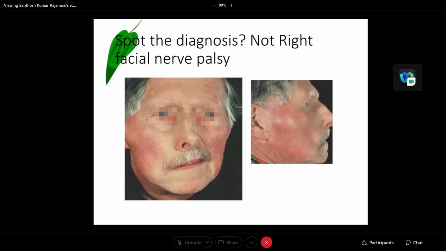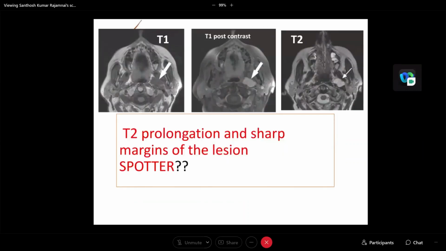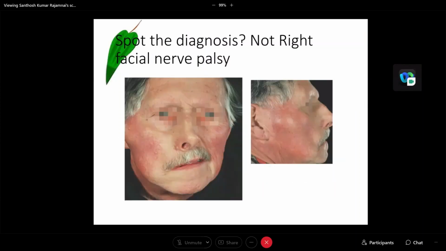Because benign tumors like the previous one I showed you will not cause nerve paralysis, at least not early, right? Very late it may cause it, but usually it will not cause any nerve palsy because it's a benign tumor. It's only going to cause compression symptoms. But if you see somebody like this with a parotid swelling and a facial nerve palsy, think in terms of malignancy of the parotid.